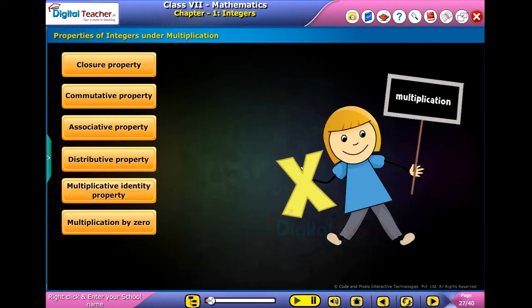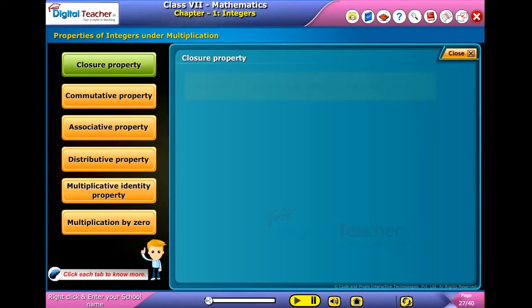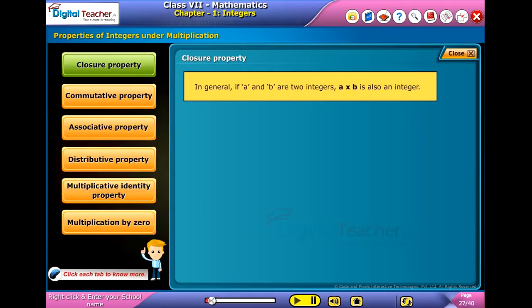Here, we will learn about the properties of integers under multiplication. Properties of integers under multiplication is categorized into closure property, commutative property. Click each tab to know more. Closure property defines that if a and b are two integers, a into b is also an integer.